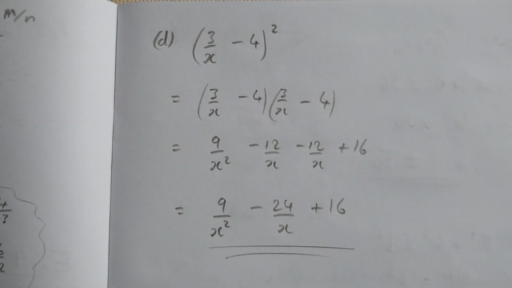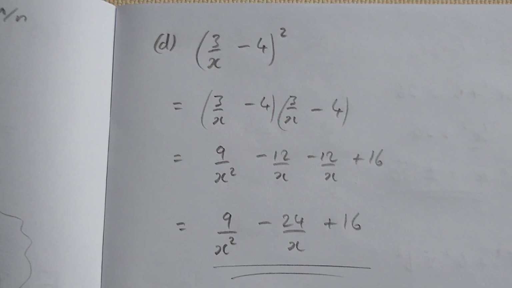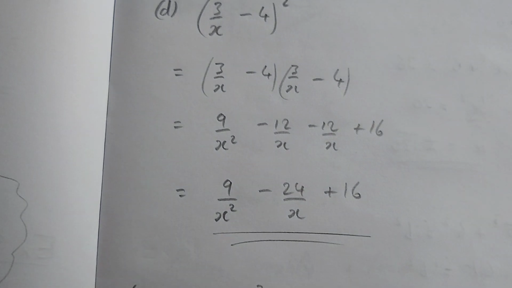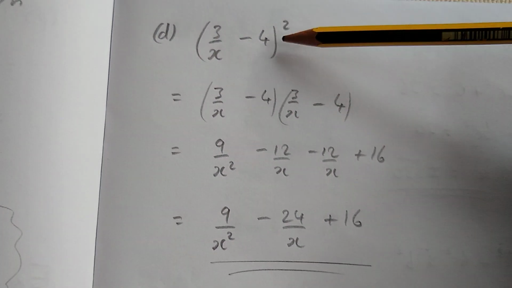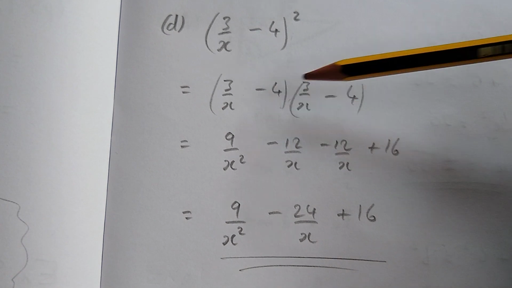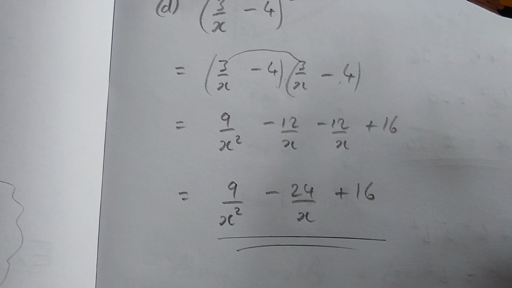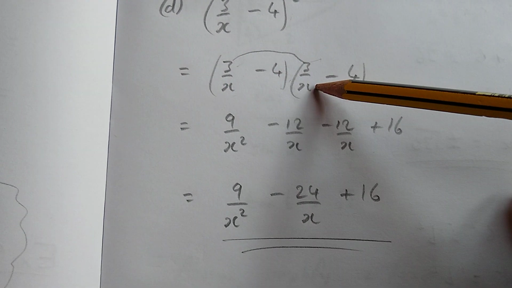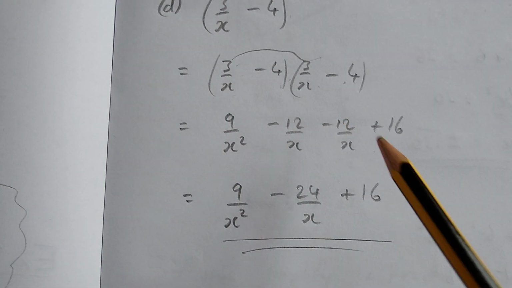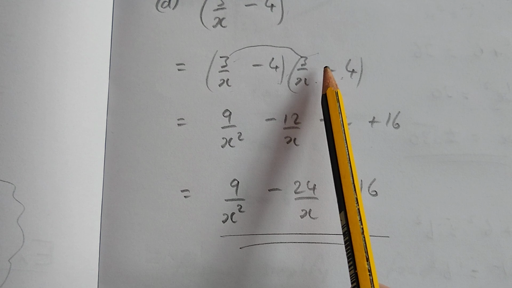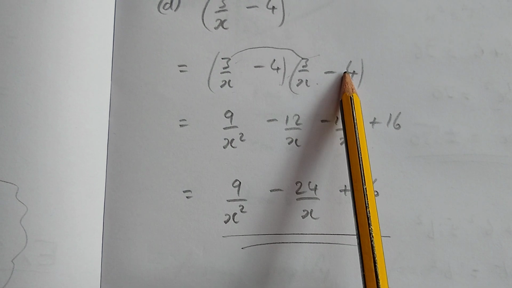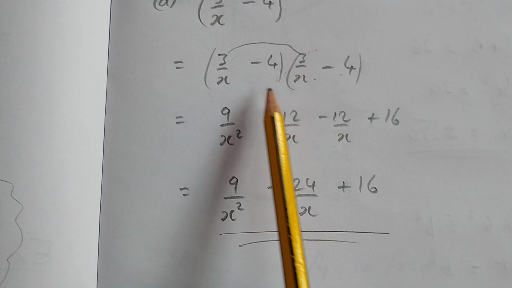Question D. So similar to the last one. So 3 over x minus 4. So again, I've got a square bracket. I'm going to write bracket times bracket. Then I'm going to do 3 over x multiplied by 3 over x. Top times top, bottom times bottom. That's 9 over x squared. 3 over x multiplied by minus 4. So I'm doing 3 times minus 4 is minus 12 divided by x.